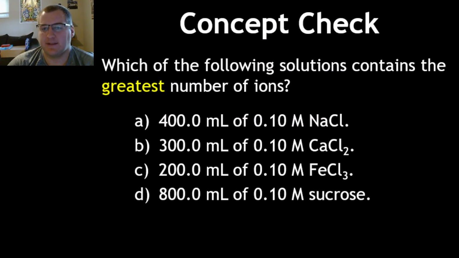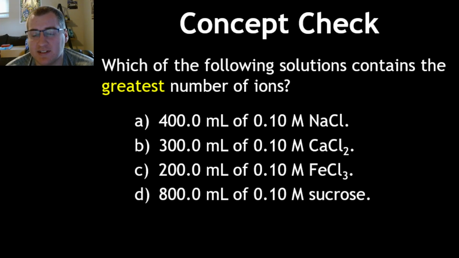All right, so we have a concept check here. Which of the following solutions contain the greatest number of ions? So greatest number of ions is going to be the greatest number of moles of ions. Here I have NaCl, CaCl2, FeCl3, sucrose. Okay, so I'm looking at all these different solutions. I have different amounts of each one, different molarities, and different compounds.